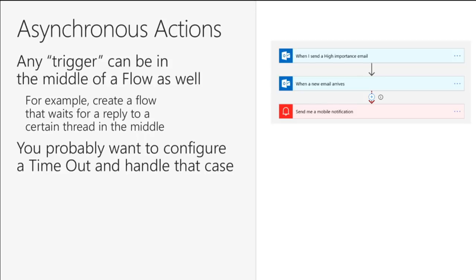But you can also do it with things like waiting for a new email to arrive, waiting for a new item to be updated in a SharePoint list, waiting for a file. Any type of trigger can actually be used in the middle of a flow.